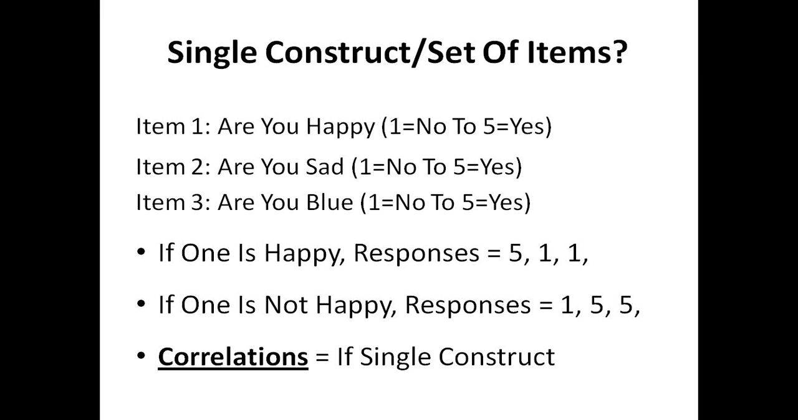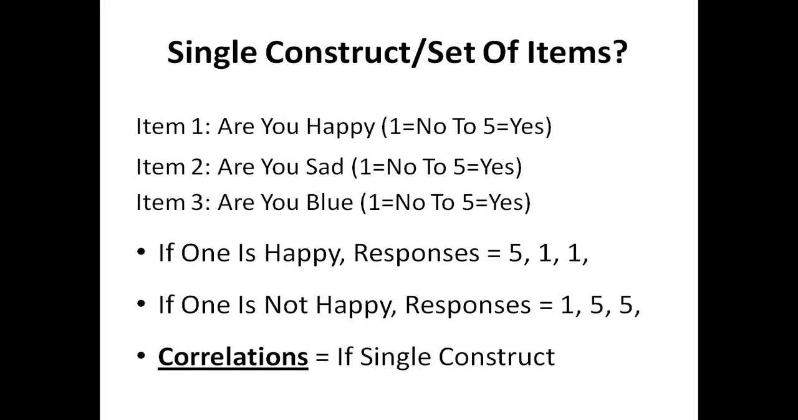Now if somebody comes along, right, bullet 2 here, and they're not happy, the responses would be what? Probably are you happy? 1, no. Are you sad? 5, yes. Are you blue? 5, yes. So these are all correlations, and these relationships between the items indicate that a single construct is being measured.